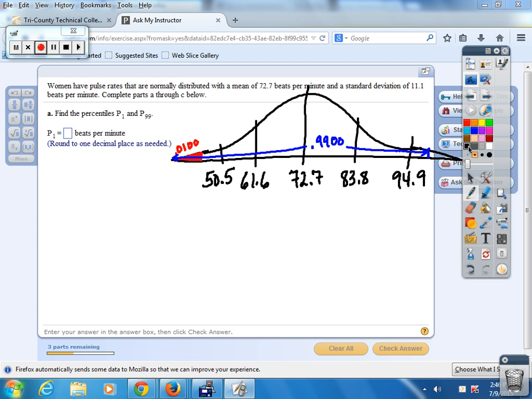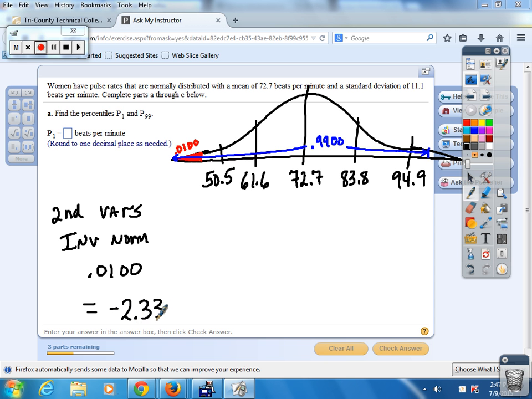So we got to find the z-score. I'm going to find the left one because that'll be the easiest one to find. So, second, distribution, inverse norm of 0.0100. Somebody tell me what you get. Negative what? Negative 2.33, and what's the top one? 2.33. So that's this one.